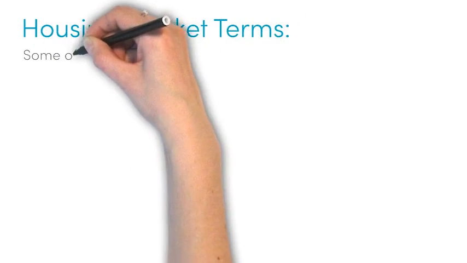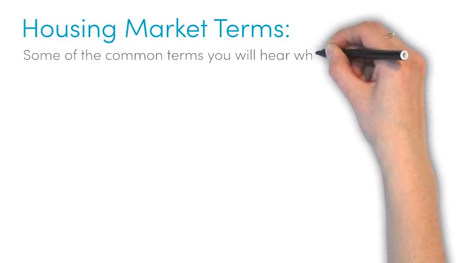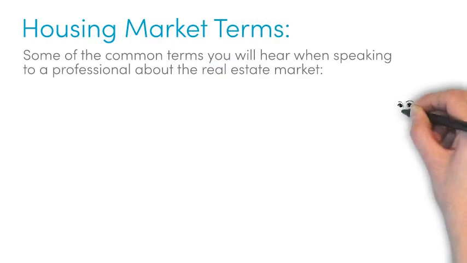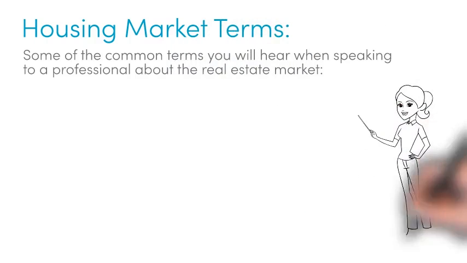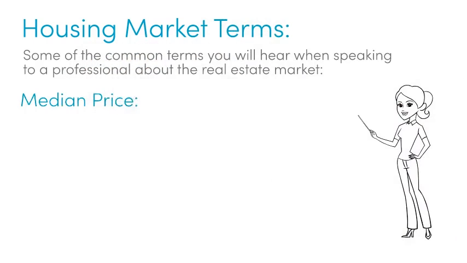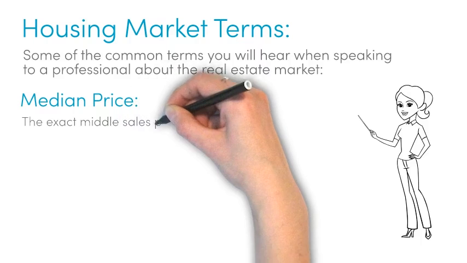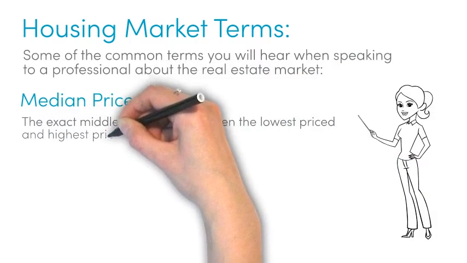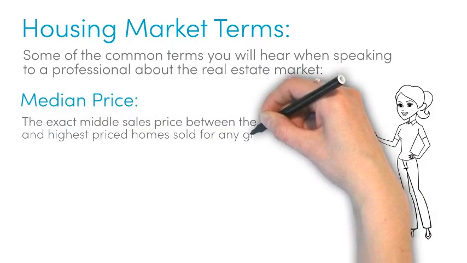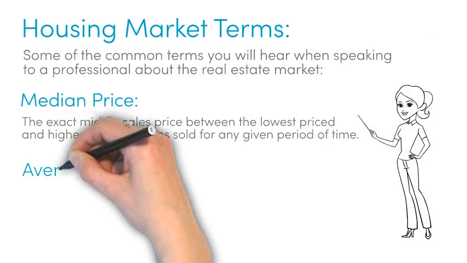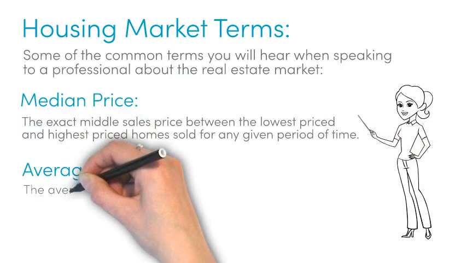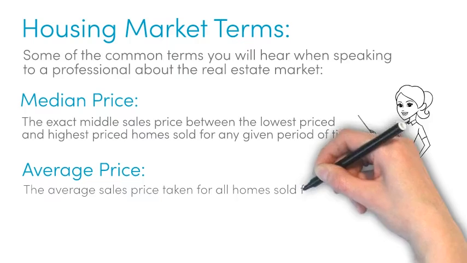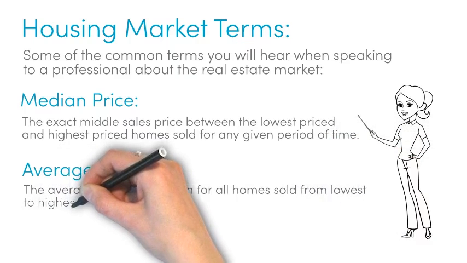Additional housing market terms. Some of the common terms you will hear when speaking to a professional about the real estate market include median price. This is the exact middle sales price between the lowest priced and highest priced homes sold for any given period of time. Average price. This is the average sale price taken for all homes sold from lowest to highest for any given period of time.